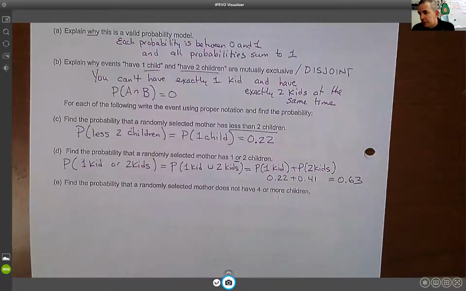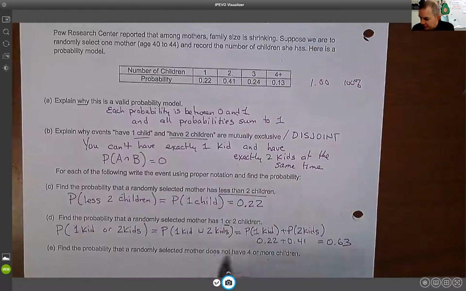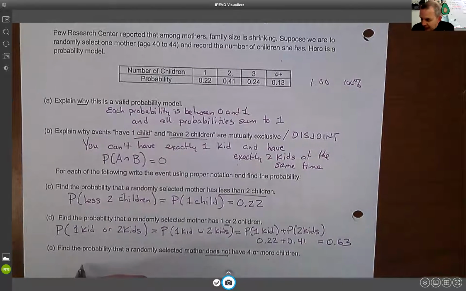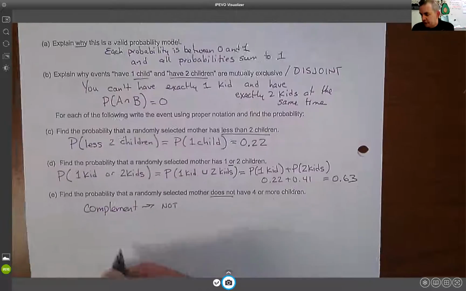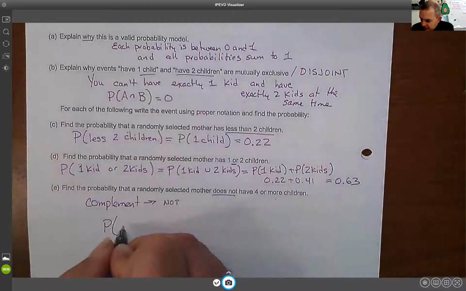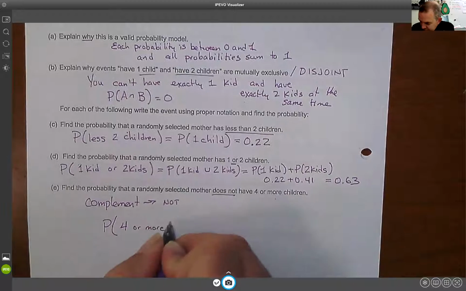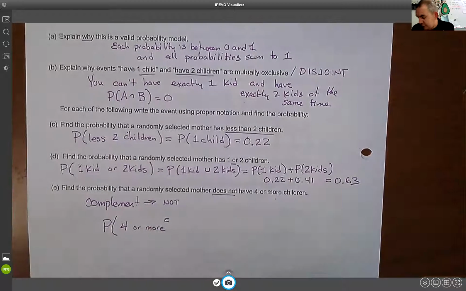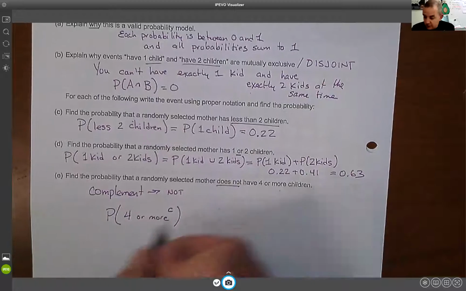And then find the probability that a mother does not have 4 or more children. Does not, that's the word complement. So again, we're going to talk about the idea of complement. Complement is typically implied when I use the word not. So in this case, probability of not having 4 or more children, you would say 4 or more, and then we would say not. That's what that little C means. Complement means not.